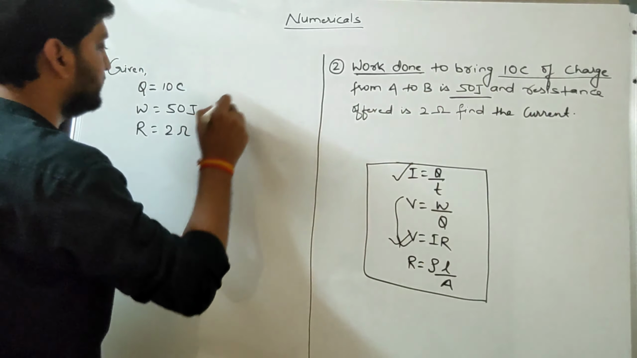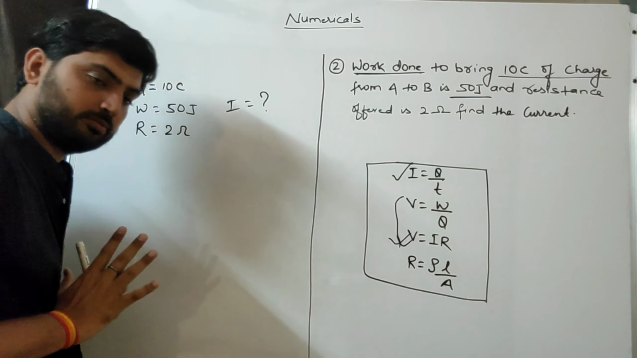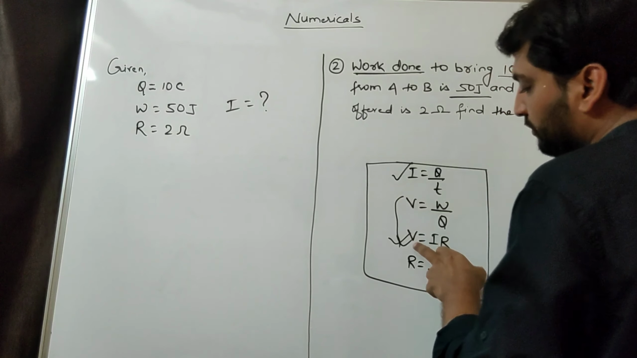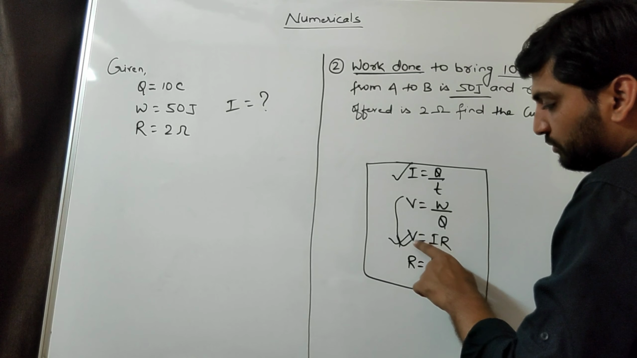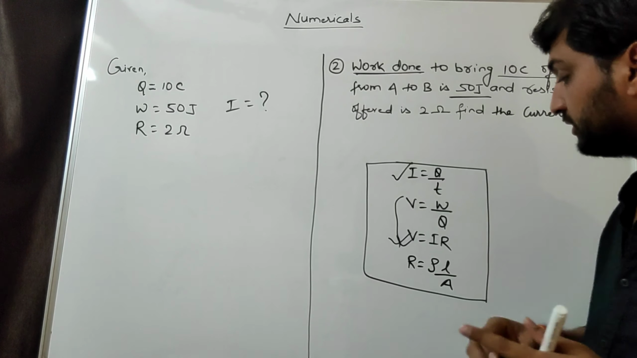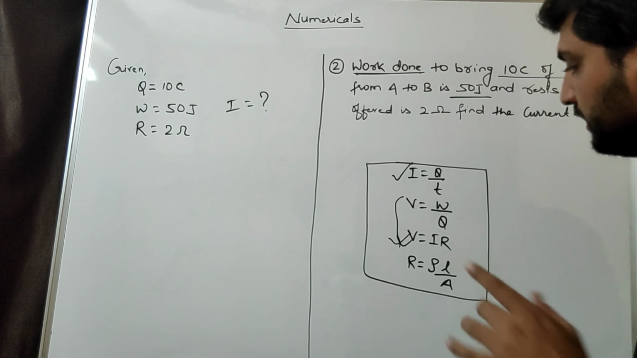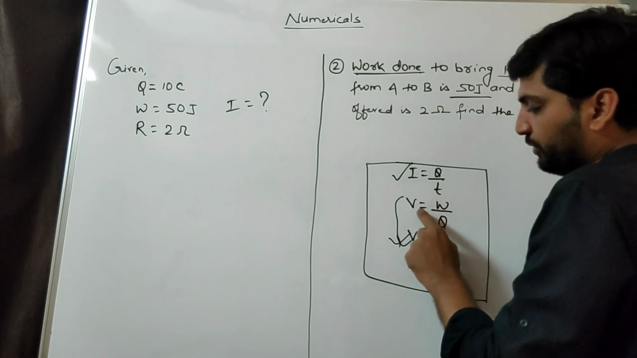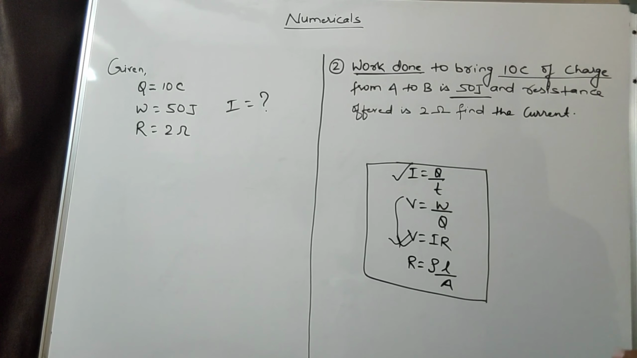Then find current. We need to find I. See, again R is given. It means we have to use the formula V is equal to IR. From here I will be equal to V upon R. R is given, so first we need to find V because V is not given. But to find V, W and Q are given, so using the formula V is equal to W by Q, we can find potential difference.